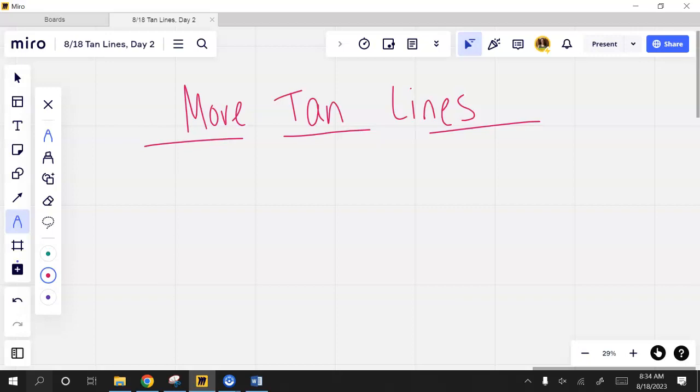More tan lines. Mike's mad at you, Robert, for not coming to the game. The game? The game. The game.